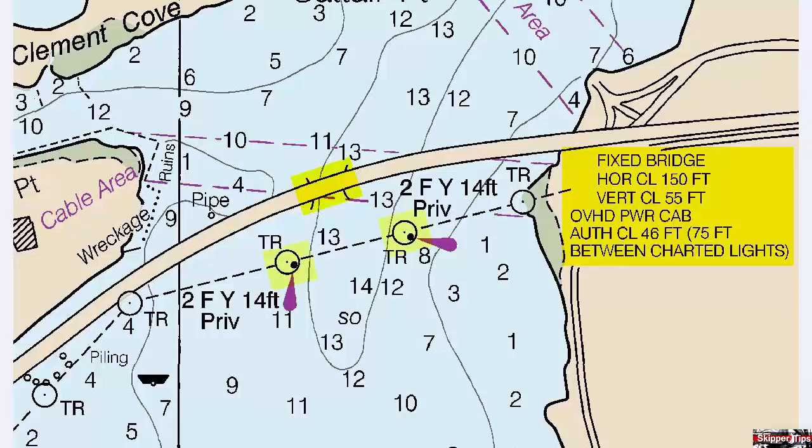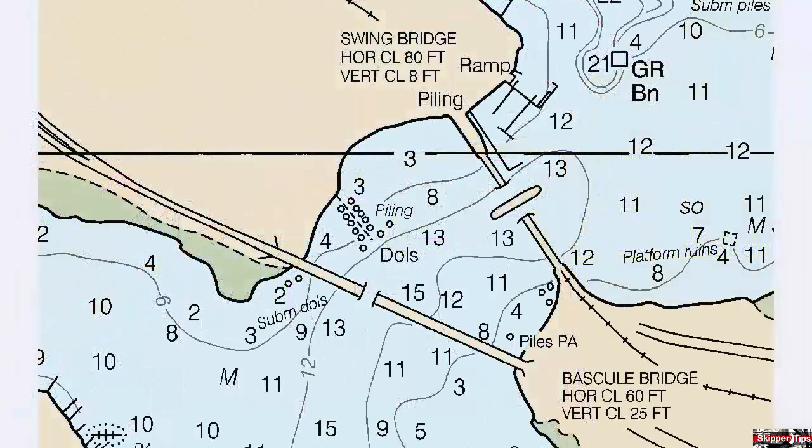We see our 2 lights identified by a magenta teardrop and black dot. Stay between those 2 lights as you pass beneath the power cables. Our next bridge, called a bascule bridge, operates like a drawbridge with a hinge on one side. The chart symbol for a bascule bridge shows a break in the center span. Once again, you can see the outturned eyebrows on each side of the opening. This bascule bridge has a horizontal clearance of 60 feet and a vertical clearance of just 25 feet.